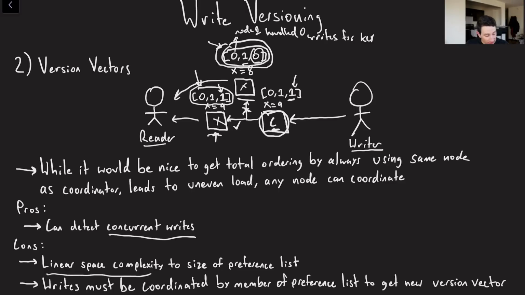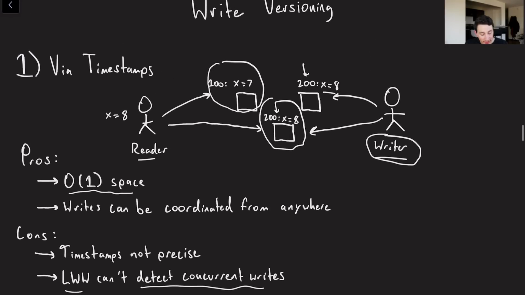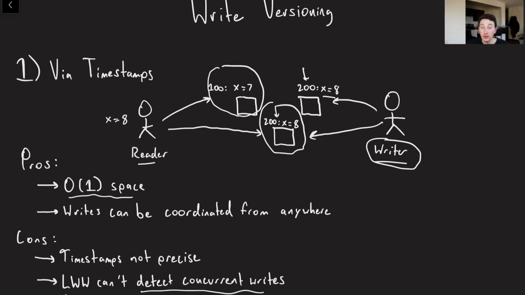Like I mentioned as well, just to get the new version vector, your write has to be coordinated by a member of the preference list. This is contrary to the timestamp, where it doesn't have to go through any particular node because you're just assigning a timestamp at the server that receives it. You can basically just do a client timestamp right here from the client, and then the server will use that client timestamp.